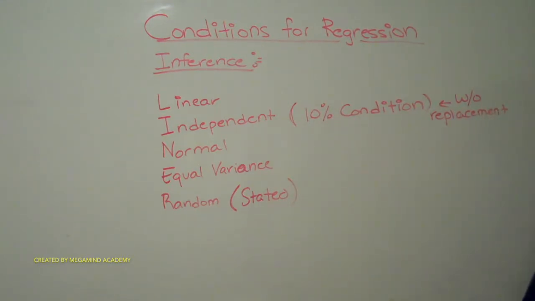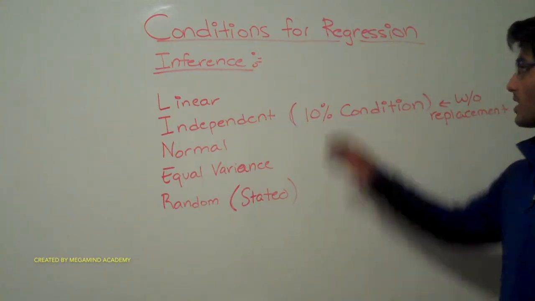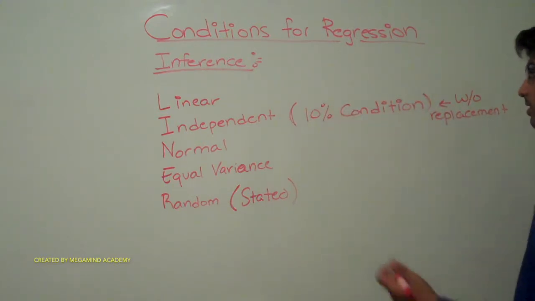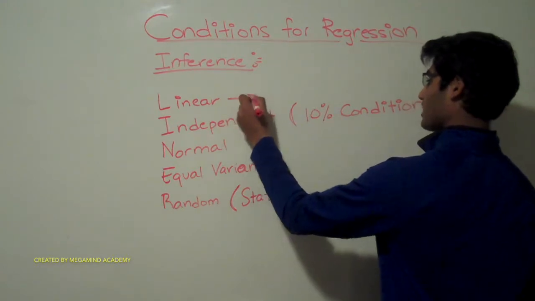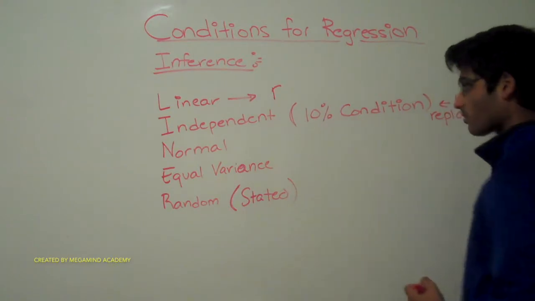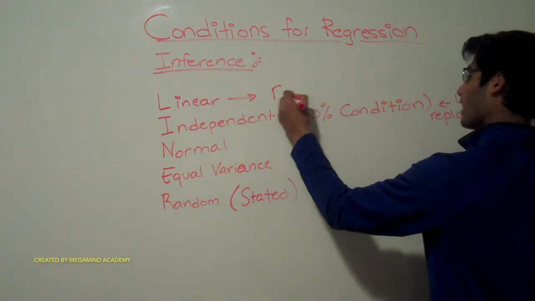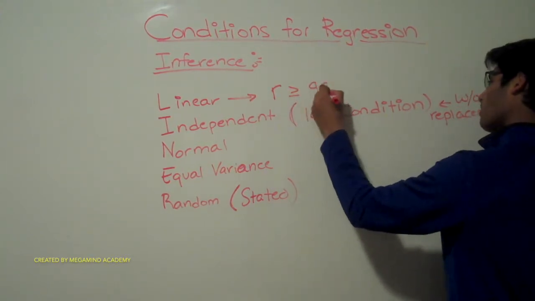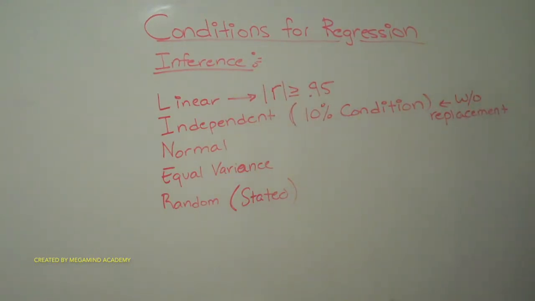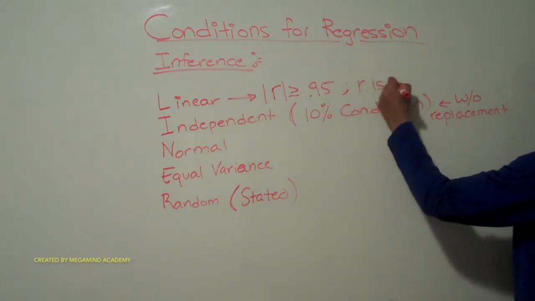So now let's move on to linear. So when you're doing regression inference, it has to be linear. That's basically from the name. Regression inference is basically talking about the slopes. And so we want to see whether this is linear. The easiest way to do this is just looking at the R values. If the R value is strong, usually the absolute value of R is going to be greater than 0.95, then you have a linear function. Or we can just say R is strong.